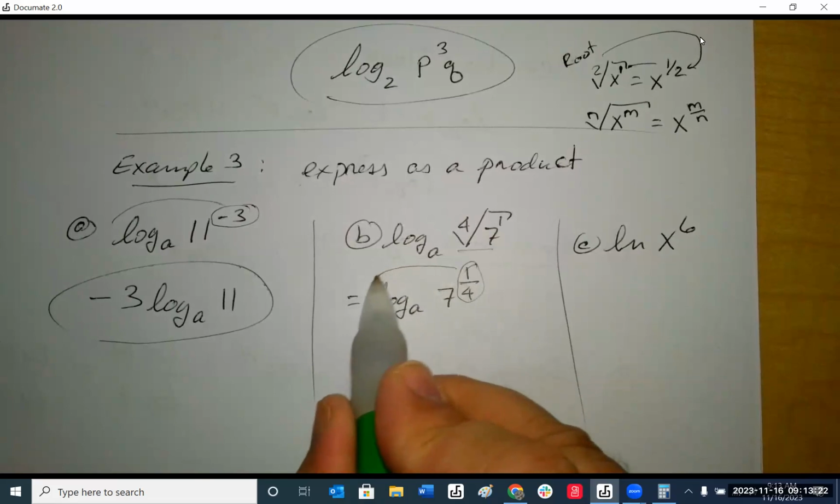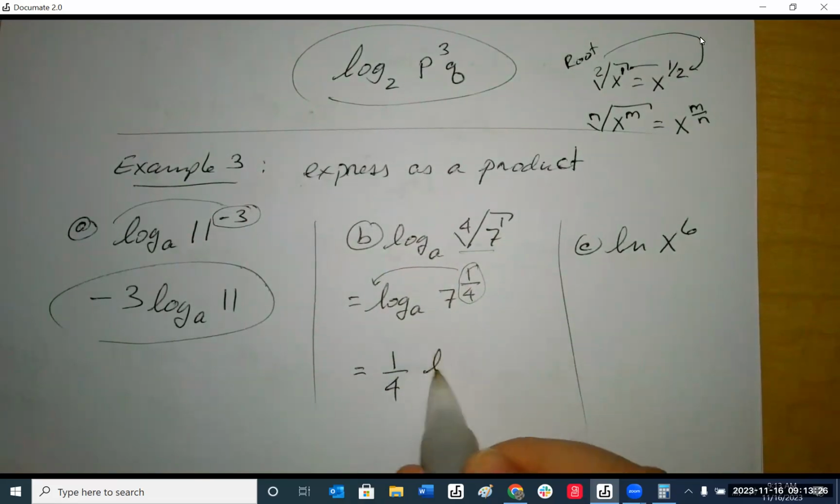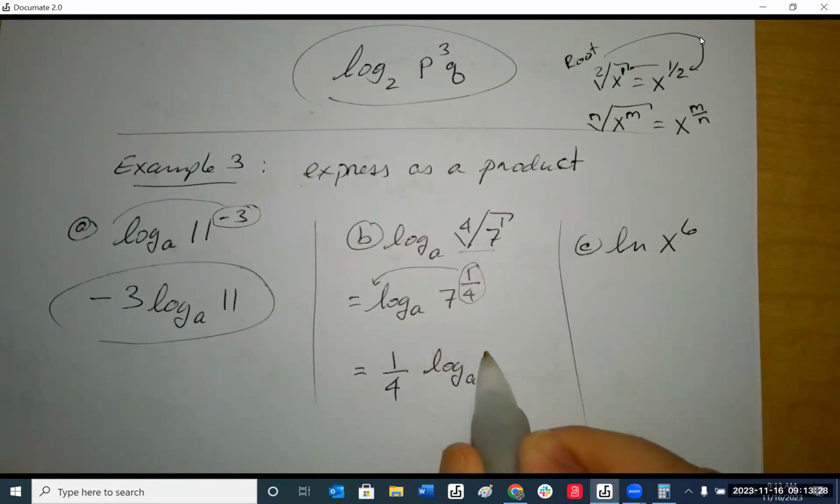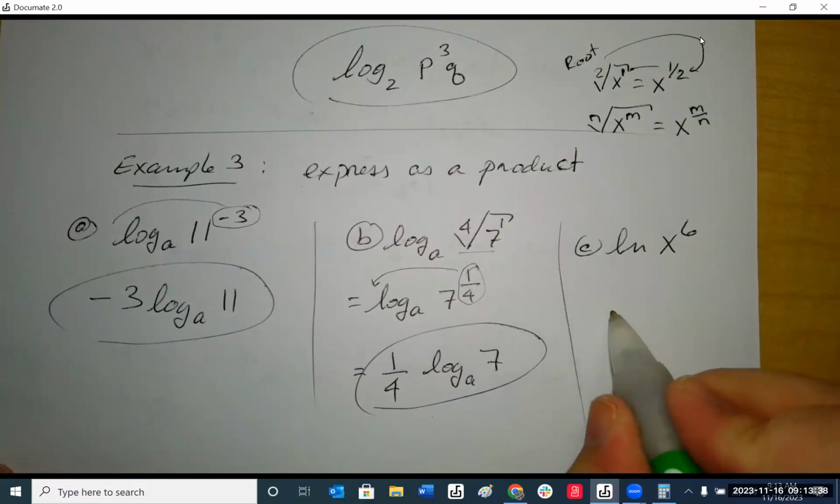This is an exponent, so it goes out in front. So it's 1/4 log base A of 7. And there's your answer. And the last one.